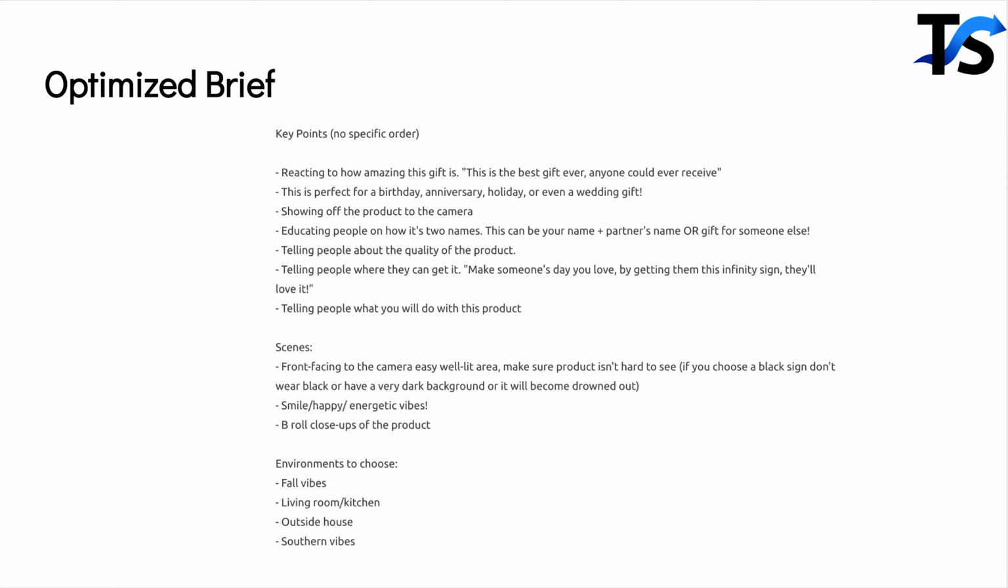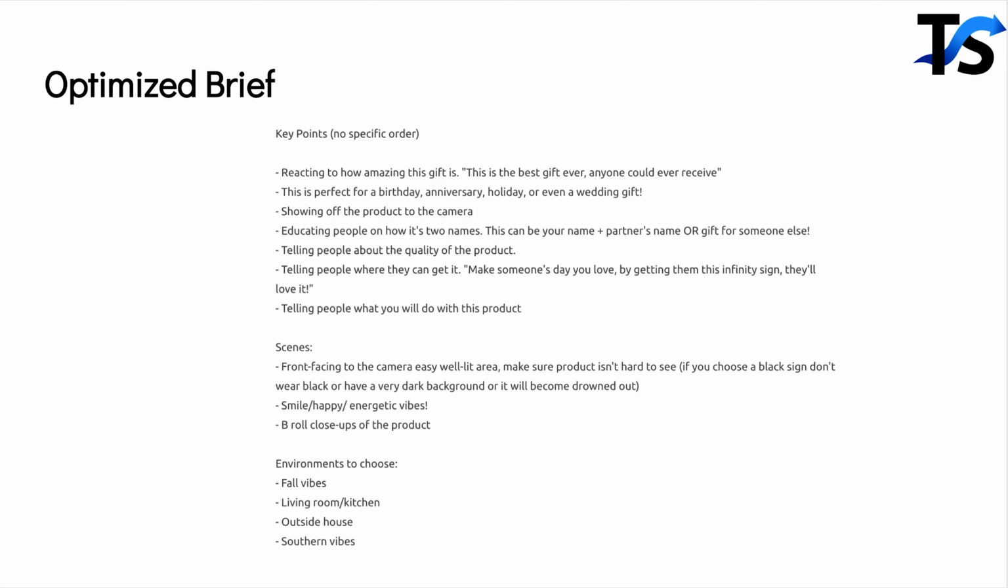Showing off the product to the camera. Again, it's still pretty vague. Okay, showing off the product to the camera. Do you want me to put it close to the camera and do some good B-roll footage of it? Do you want me to put it on a desk and zoom the camera around? Where do you want me to put it? What's the environment? Things like that. These are things that are kind of missing on this as well.